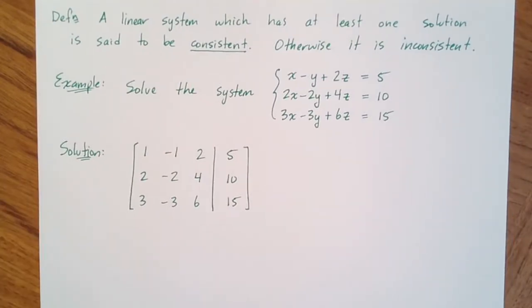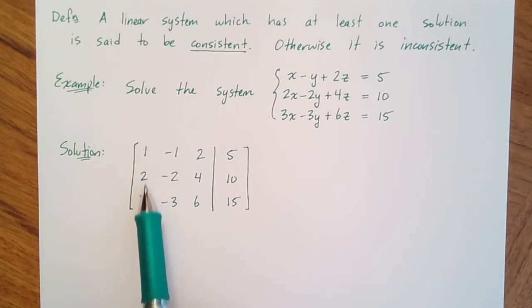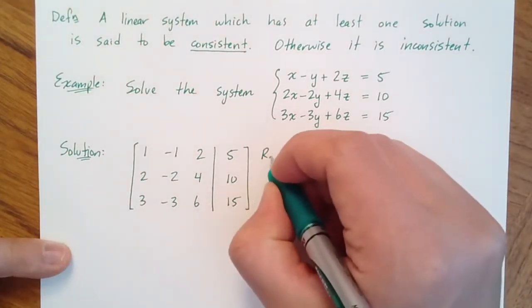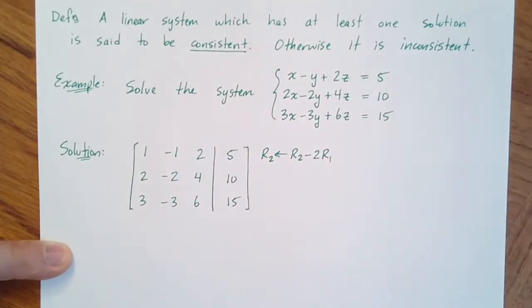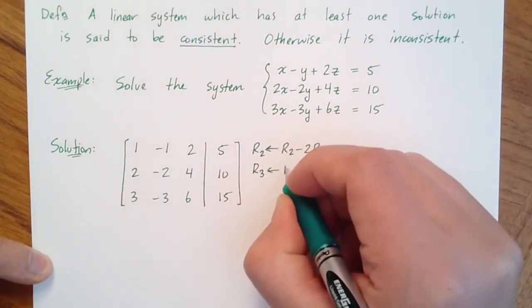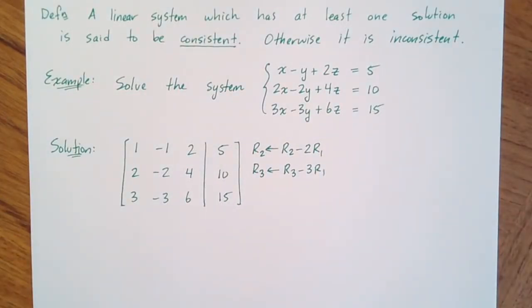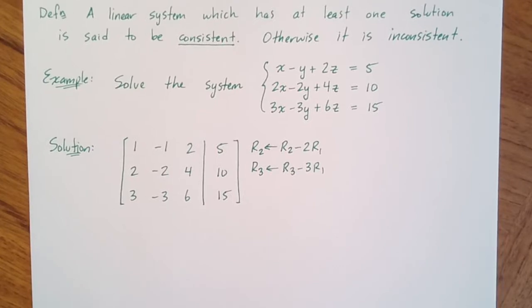And what I'm going to do to start the solution off is take this 1 that's up in the top left-hand corner and use it to turn the 2 and the 3 below it both into zeros. So the operations I'm going to use to do that is I'm going to take row 2 and replace it with row 2 minus 2 row 1. And then I'm going to replace row 3 with row 3 minus 3 row 1. If you give it a moment's thought, you'll realize that those two row operations don't cause any conflicts with each other. So it's okay to do both of those row operations in the same step.